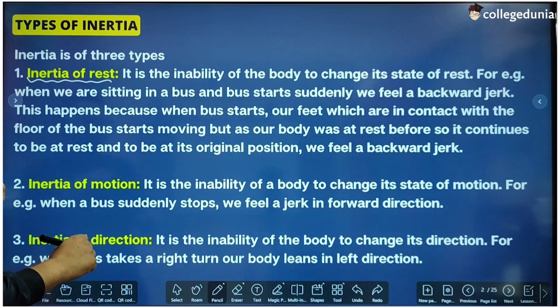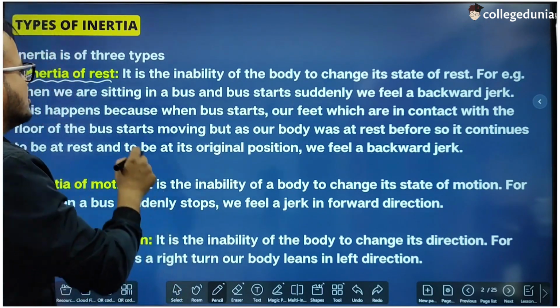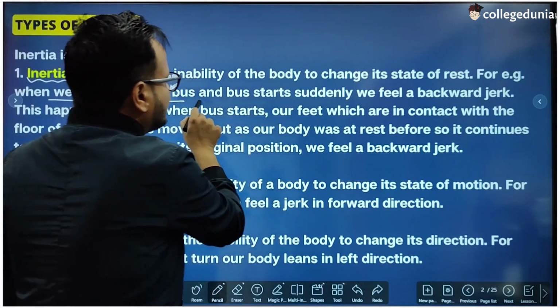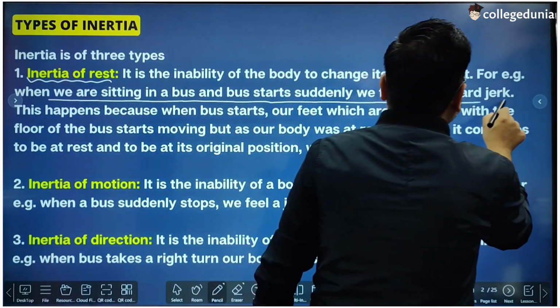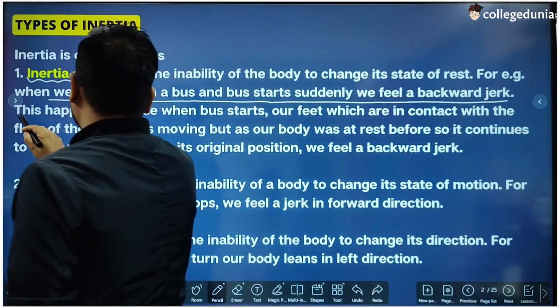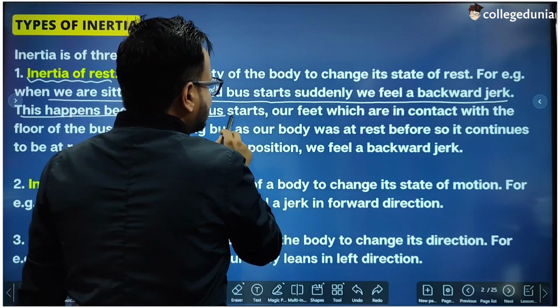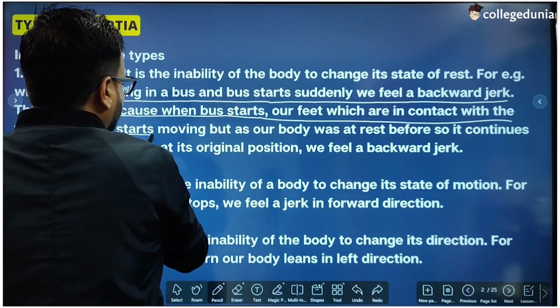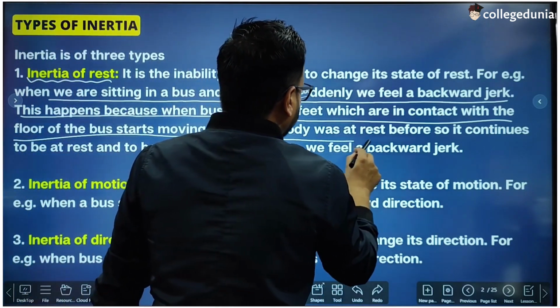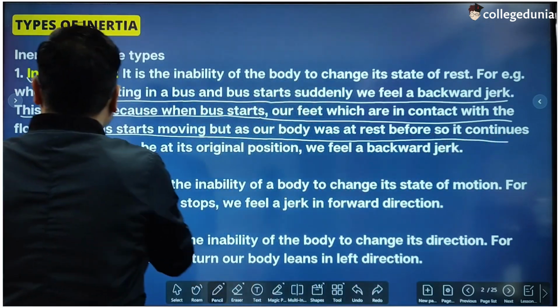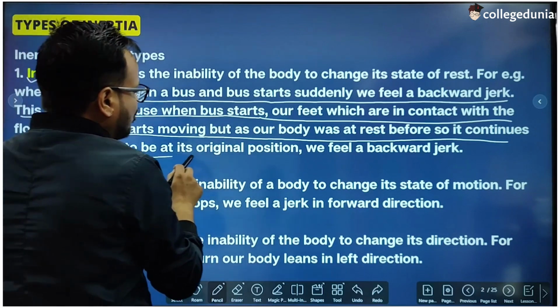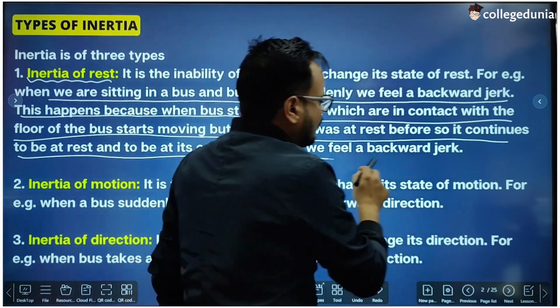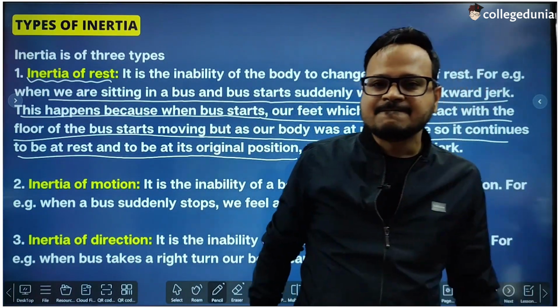For example, this is a very famous example. When we are sitting in a bus and the bus starts suddenly, we feel a backward jerk. This happens because when the bus starts, our feet which are in contact with the floor of the bus start moving, but as our body was at rest before, it continues to be at rest and at its original position, so we feel a backward jerk.